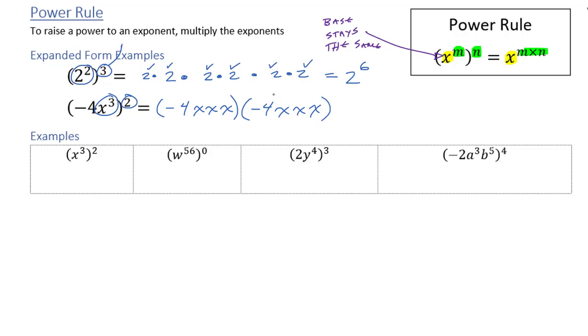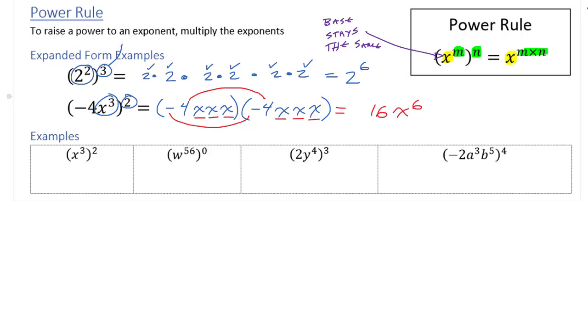Now when we write it out that way, it's pretty obvious here, right? Negative times negative is a positive. 4 times 4 is 16, right? And then count your x's. 1, 2, 3, 4, 5, 6. So we have x to the 6. So that would be our final answer. I don't need that plus in front. I was just making a point that it's positive. 16 x to the 6, right? Because you have 2 of everything in that bracket.